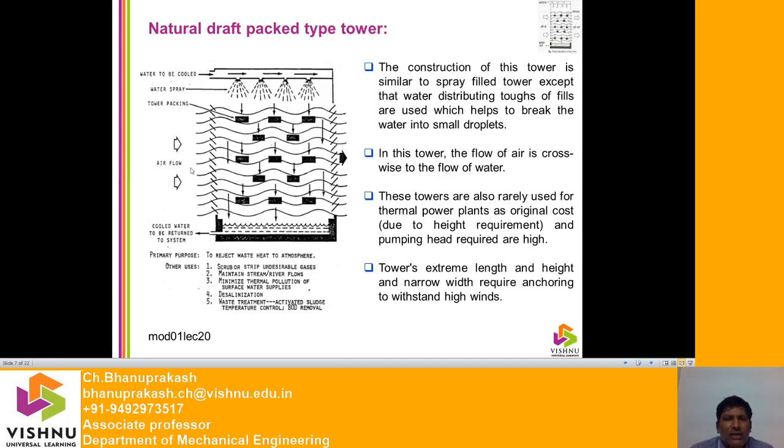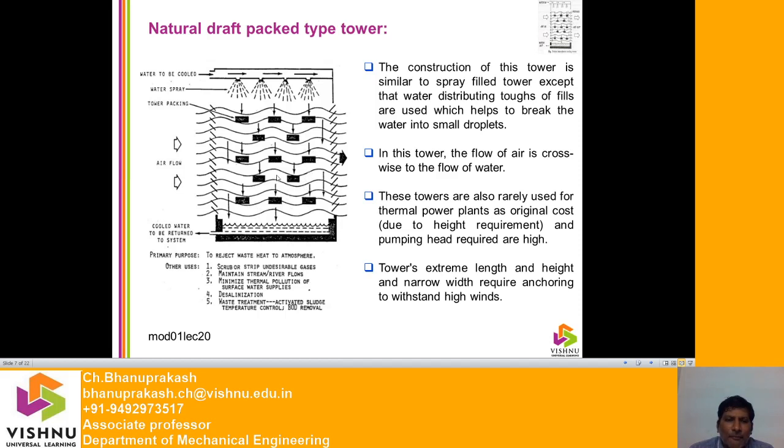These towers are also rarely used for thermal power plants because of their high cost and the high pumping head required. Generally, these are applications where the pumping head required is very high, so we can use this type of tower. Design parameters are also very important here: extreme length and height of the tower and narrow width required.